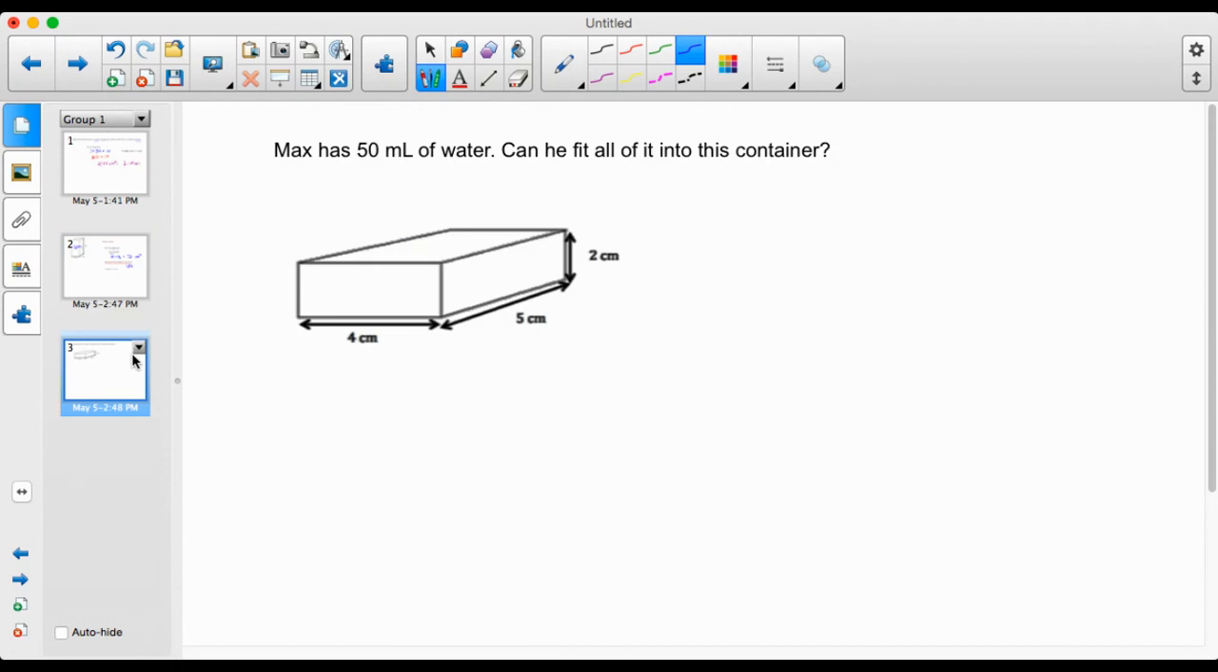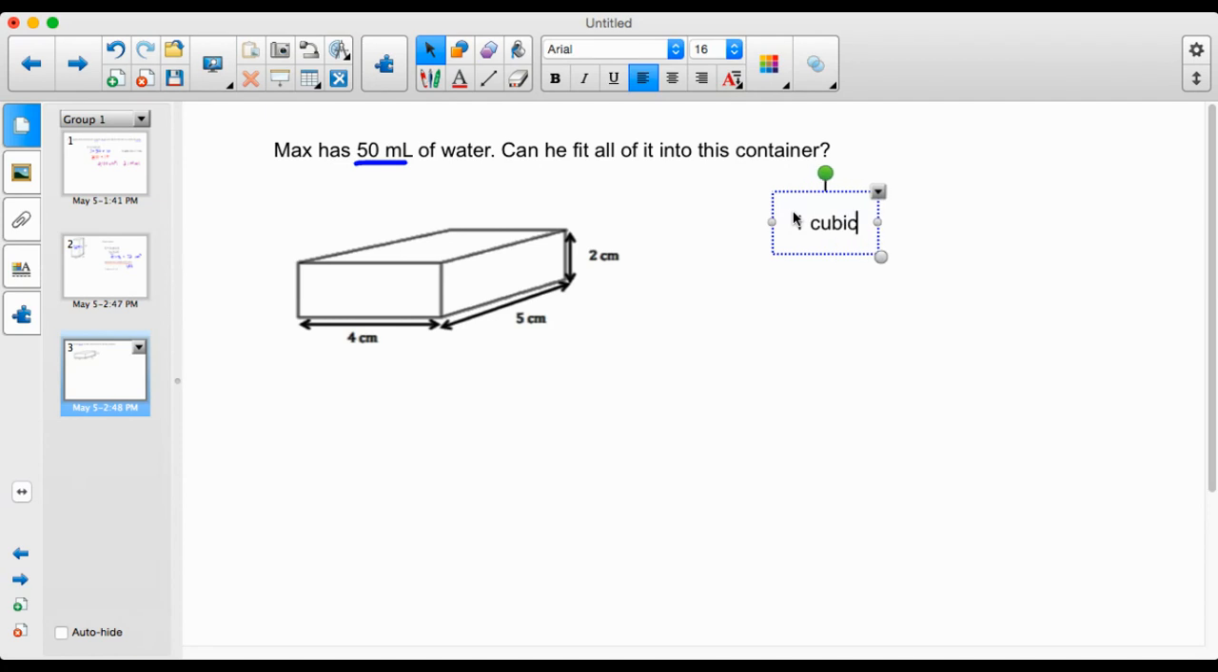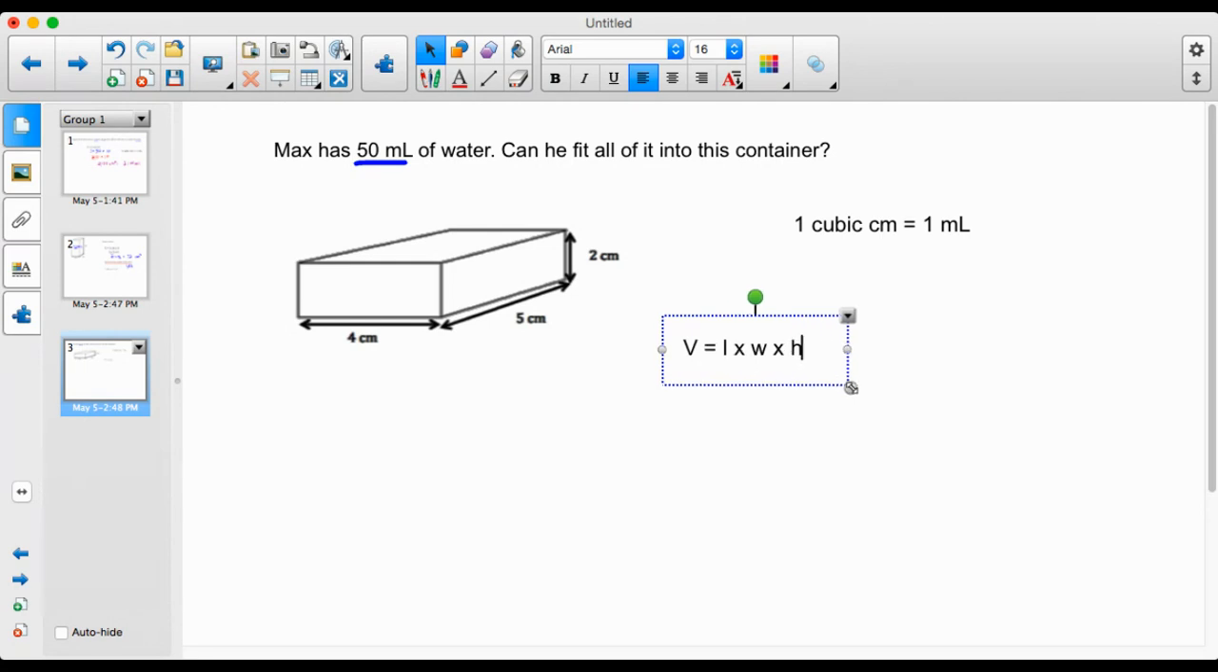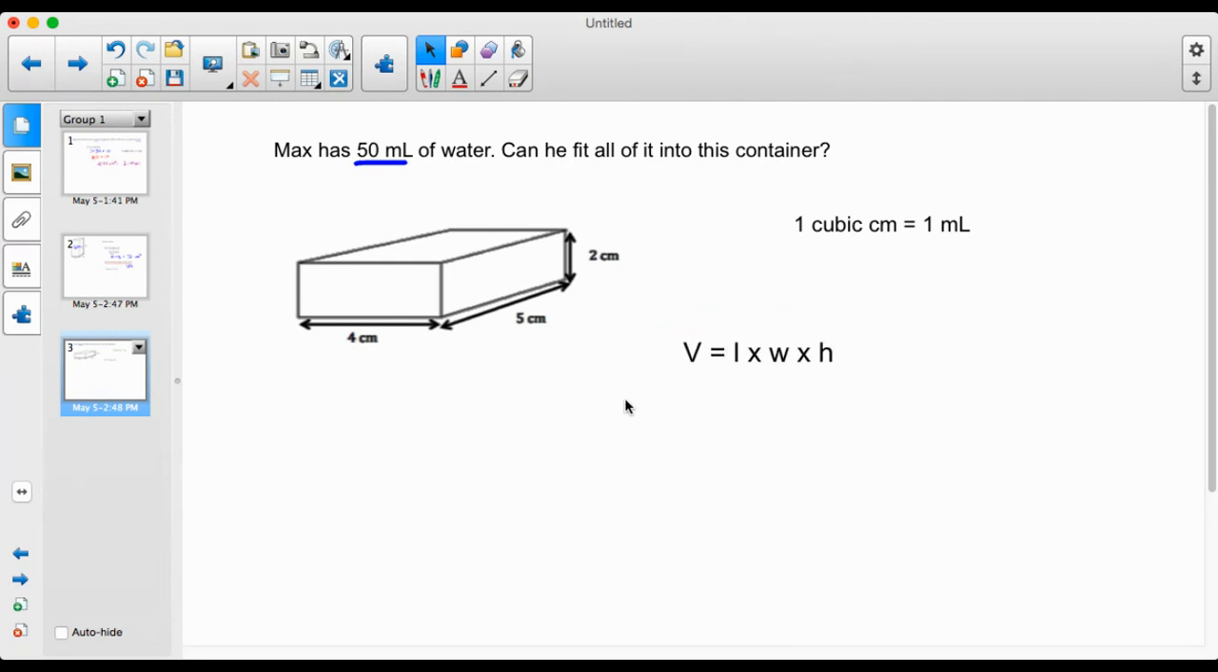Let's try one more. Now it says Max has 50 milliliters of water. Can he fit all of that water into this container? Again, we just need to know. You might originally think, wait, milliliters, I'm working with centimeters. But we know that 1 cubic centimeter equals 1 milliliter. So if I just find out how many cubic centimeters this holds by using my volume formula, then I will know how many milliliters it holds because it means the same thing. So let's find out our volume.